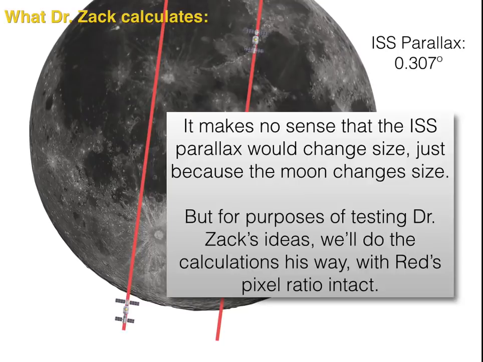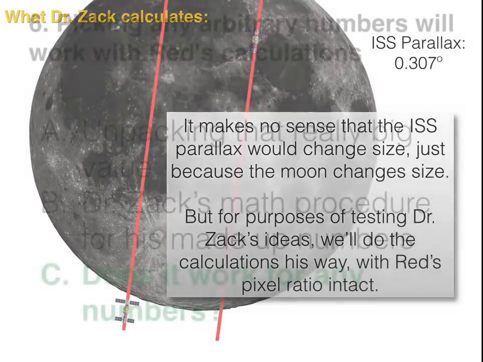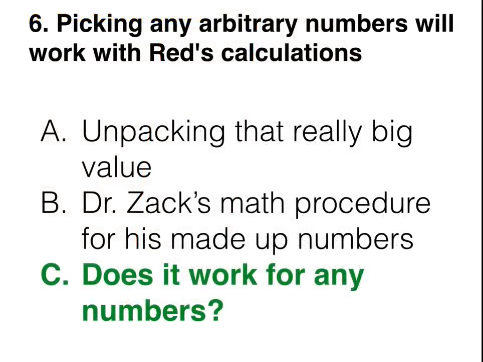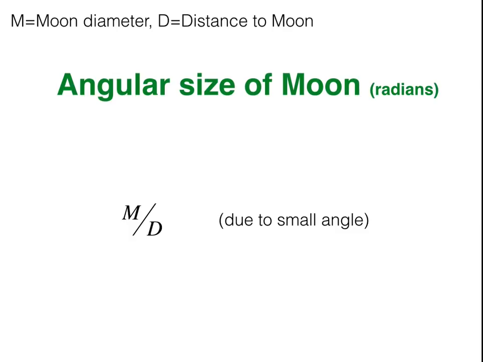But for purposes of our analysis, we're going to say, Dr. Zack, let's say you're right. Let's just run the numbers using your method, okay? So does this in fact work for any numbers? The first thing we want to do is come up with a big formula, right? We're going to start with the angular size of the moon in radians, using the small angle rule. When you have a really tiny angle, you can just divide the diameter by the distance to get the size in radians.